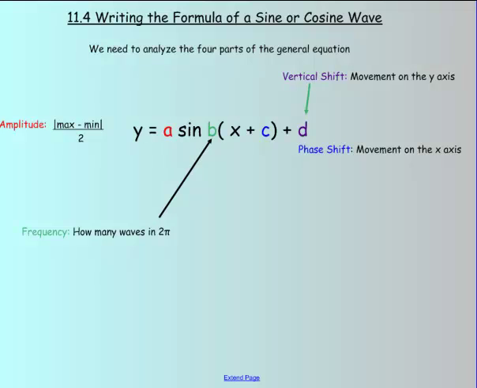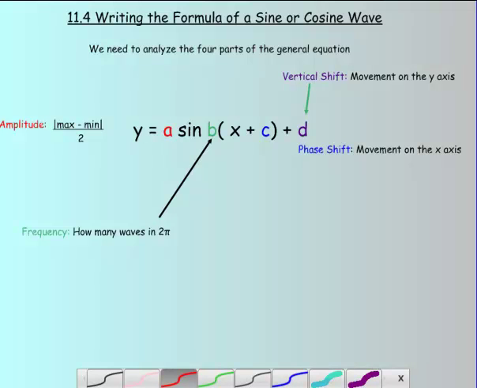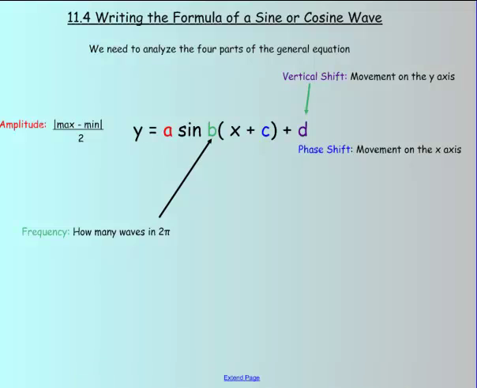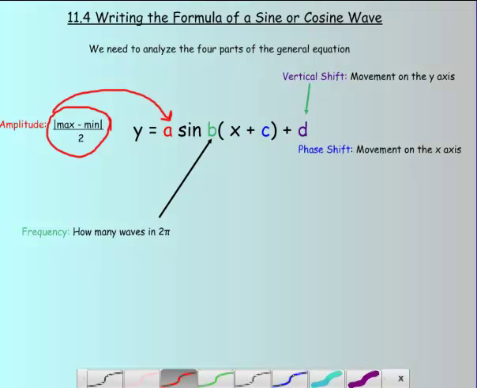Alright, today we're going to be writing the formula for a sine or a cosine wave. On Friday you were given the formula and you had to come up with the picture. Well, today we're going to give you the picture and you've got to come up with the formula. So to review, amplitude is this A right here, and we have this new formula, max minus min divided by 2. You're going to like that formula, trust me.